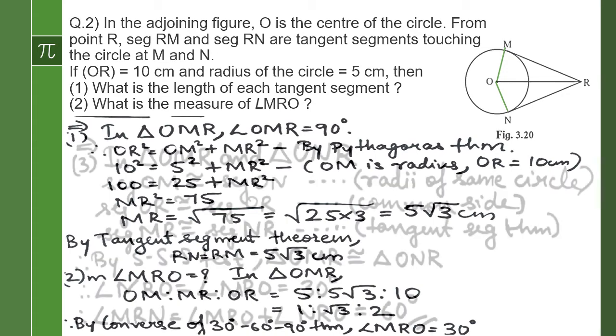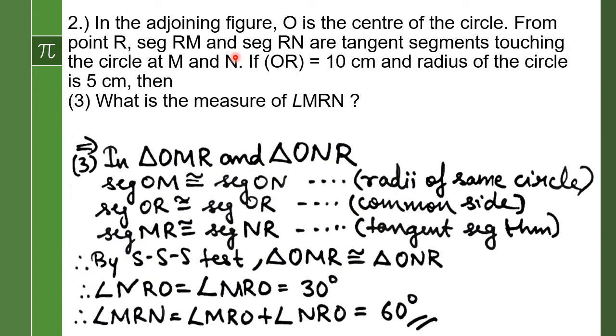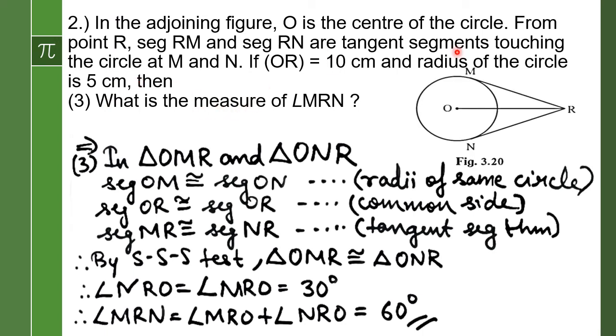Next, now this is the third part of the same question. We need to find the measure of angle MRN. So here is the diagram, and the same construction we have done. Here MRO we found in the second part. Now we need MRN. For that, in triangle OMR and triangle ONR, we will prove that these two triangles are congruent, and it is very simple.